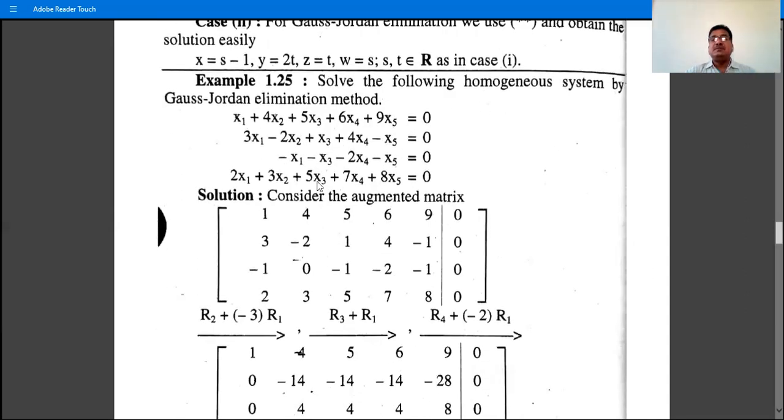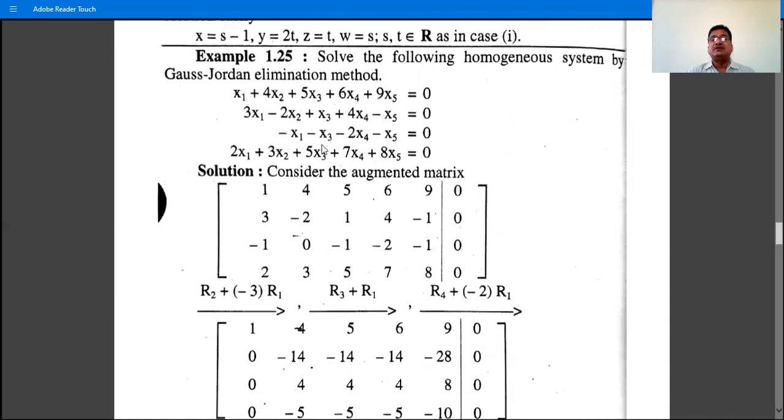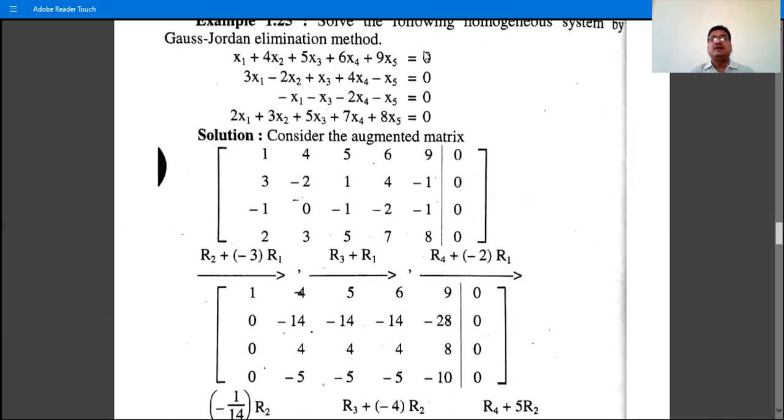Solve the following system by the Gauss-Jordan elimination method, and the given system is homogeneous. All these numbers are 0, 0, 0. So consider the augmented matrix. This is the augmented matrix, a combination of A and B. All the entries in the B matrix are 0, so write this either as A | B or A | 0. So we have to reduce this matrix to echelon form.